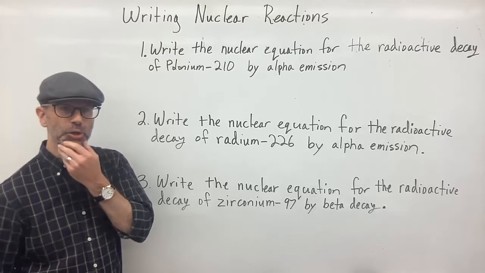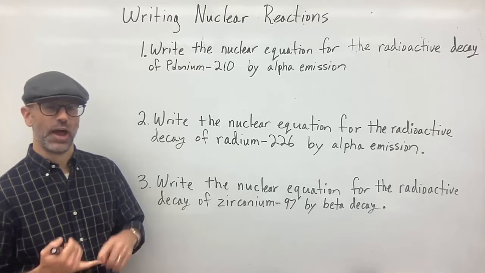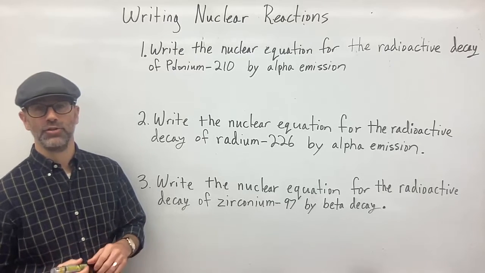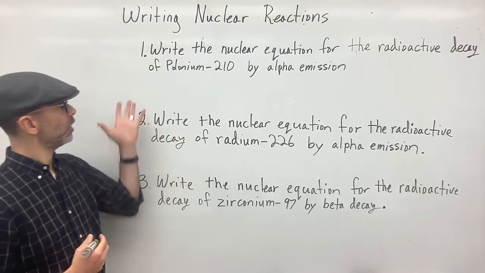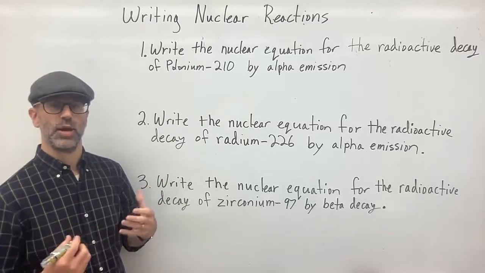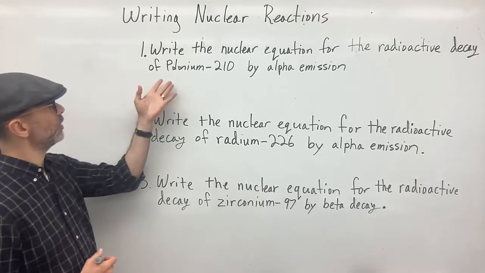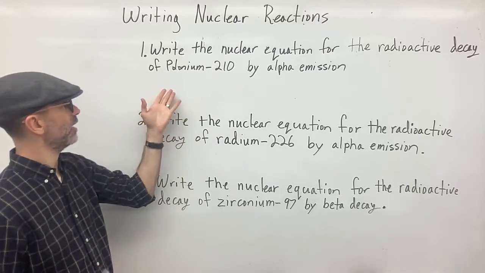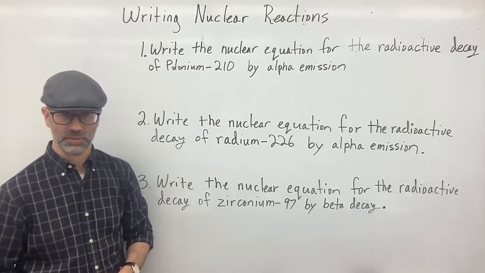So we're going to write nuclear equations. There are different types of nuclear decay: alpha decay, beta decay, gamma emissions, gamma radiation, things like that. We're going to go from the word equation and write out what the equation looks like for a nuclear reaction. For number one, they're asking us to write the nuclear equation for the radioactive decay of polonium-210 by alpha emission.